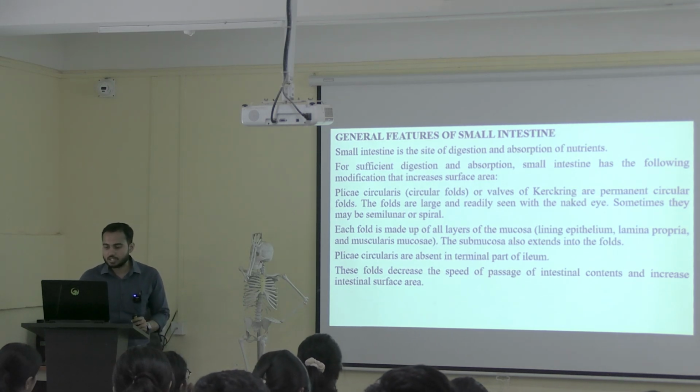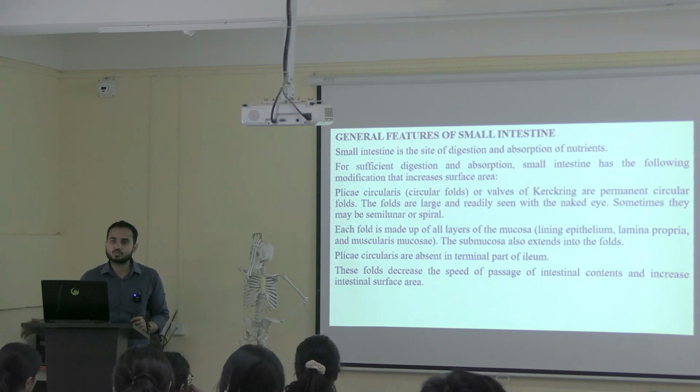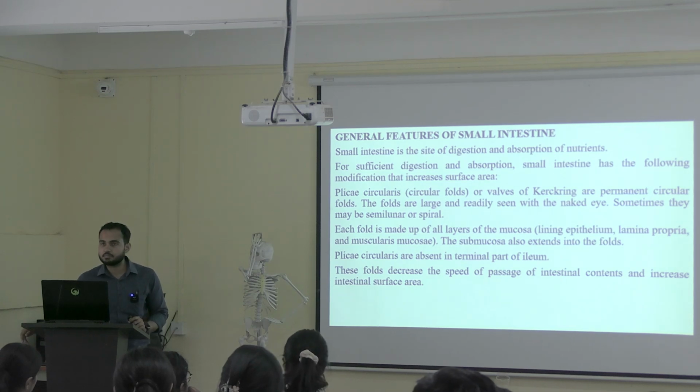Next, if you see the plica circularis, as you go from duodenum towards the ileum, the number of plica circularis reduces, and the space between the plica circularis also reduces. And in case of the terminal part of the ileum, they are absent.